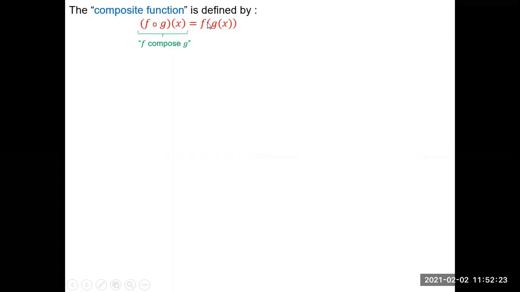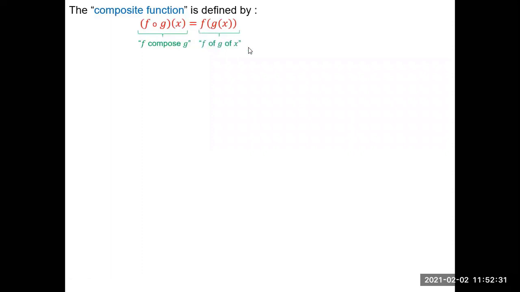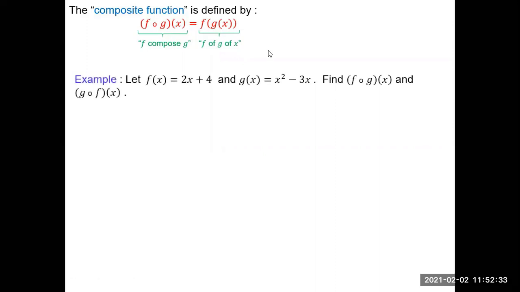But a better way to actually physically work through this process is to think of it in another form, where we write this as f of g of x. So notice in this case, let's do an example where f of x is 2x plus 4, and g of x is x squared minus 3x. So let's start by finding f compose g of x.